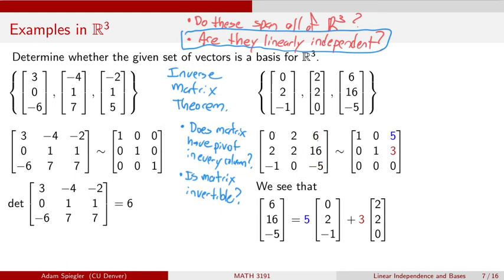So if I take 5 times the first column vector, 0, 2, minus 1, plus 3 times the second column vector of 2, 2, 0, and we add these together, that gives me exactly this third column vector of 6, 16, minus 5. And since this 6, 16, minus 5 is a linear combination of the previous two vectors, this set is linearly dependent, and therefore it cannot be a basis for R3. So this first set of three vectors was a basis for R3. This second set of vectors is not a basis for R3.